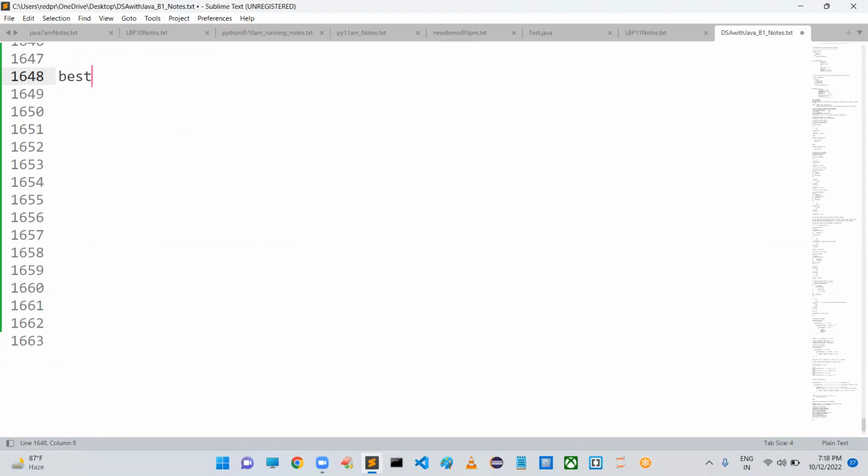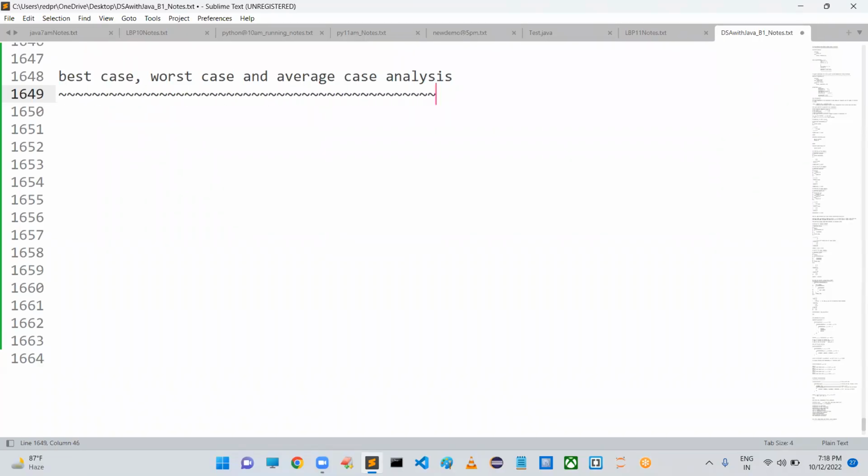Now, best case, worst case, and average case analysis. If you take any algorithm, these are the three cases that we have to measure. For any algorithm, these are the three cases. Best case means what? Very simple.